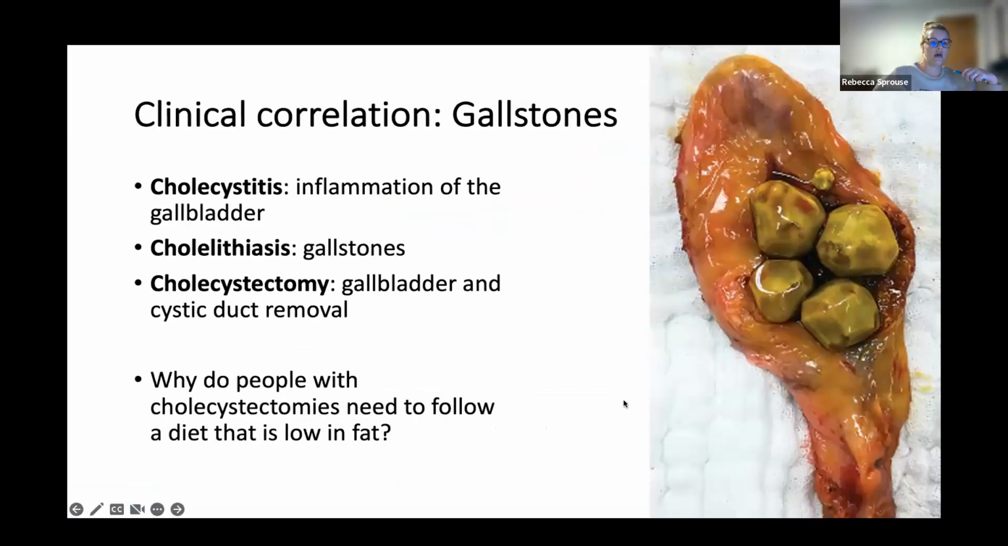Clinical correlation, gallstones. So what are gallstones? Bile salts is mainly made up of cholesterol. So these are all cholesterol deposits, essentially. Here's your gallbladder with your cystic duct. It's kind of a sac.